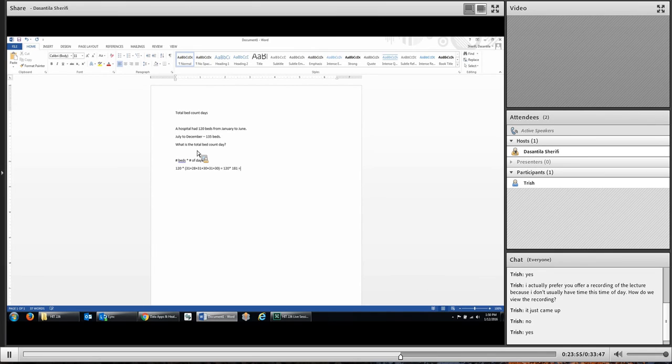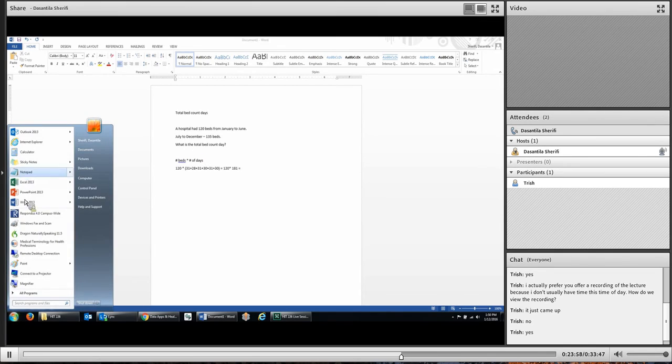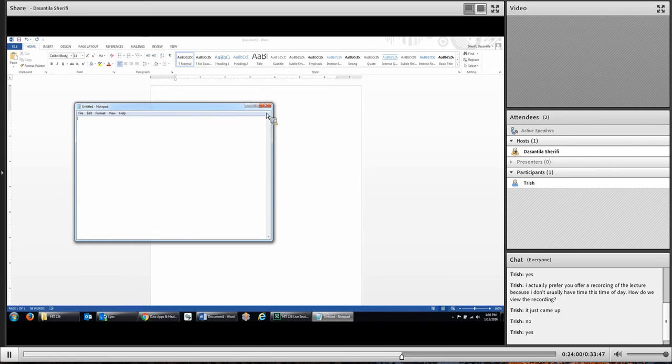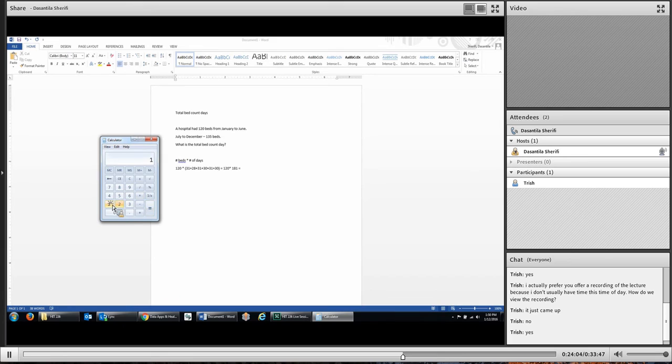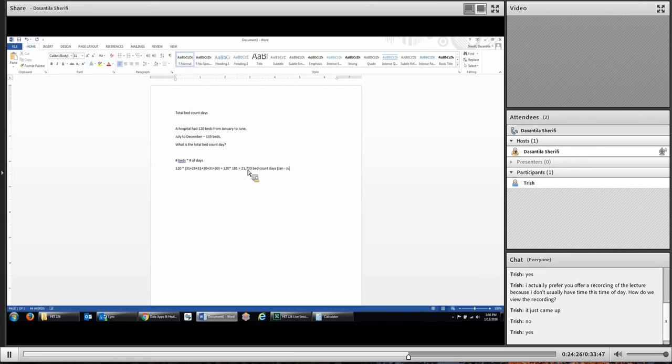181. Okay, so then all you have to do is pull up your calculator function, not notepad, but the calculator. It's 120 times 181, and that gives us 21,720 bed count days. And this is from January to June only.